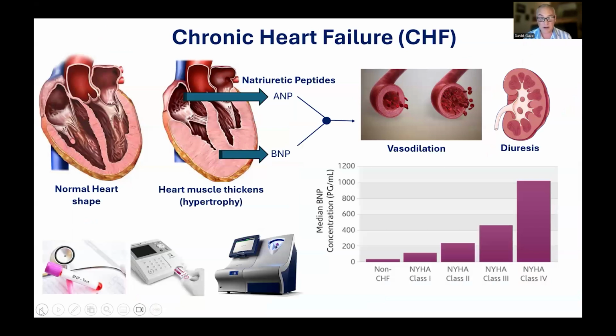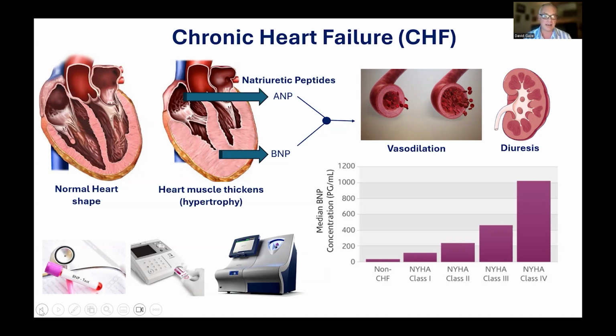We're very good at keeping people alive after heart attacks now, and patients will go into chronic heart failure during the course of their life. You can see here the changes that happen. We have thickening of the heart, the hypertrophic response. And in response to that, we have a fluid overload and increase in blood pressure.